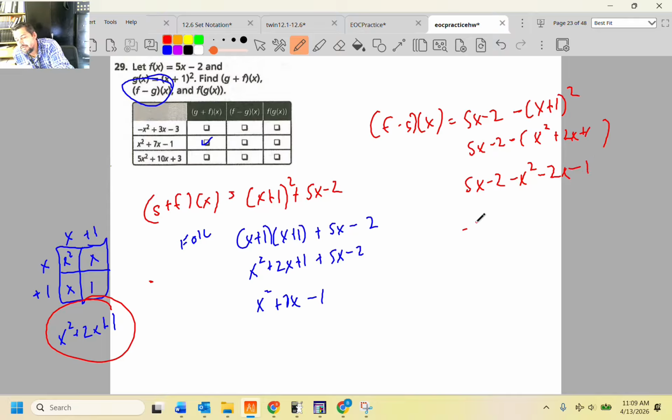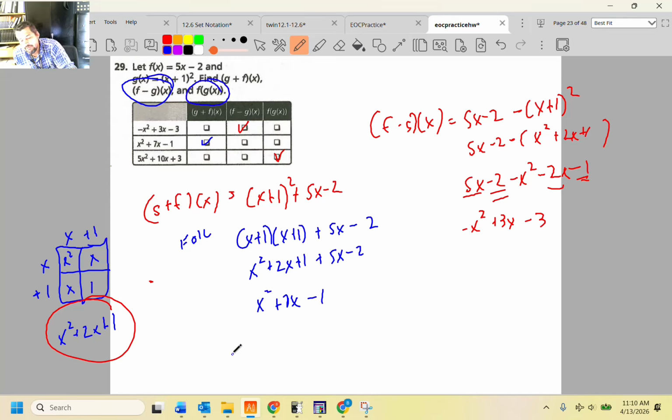And then remember to combine terms and put it in standard form. You'll have an x squared. You got 5 minus 2 plus 3x, -2 minus 1 minus 3. And that's what that one is. Now, by the process of elimination, this has got to be the answer. But sometimes you don't have to check mark everything.